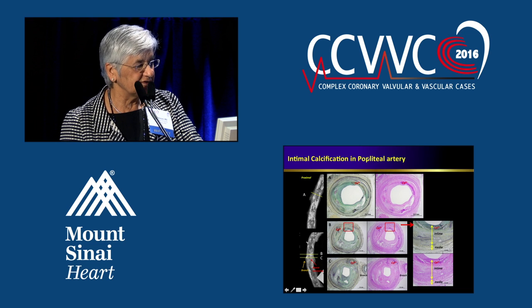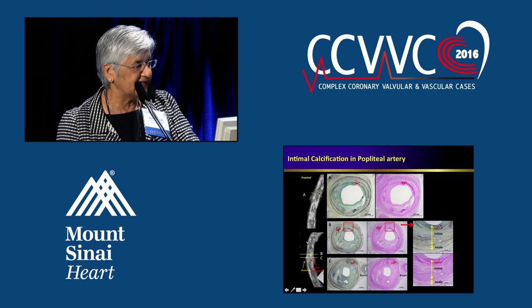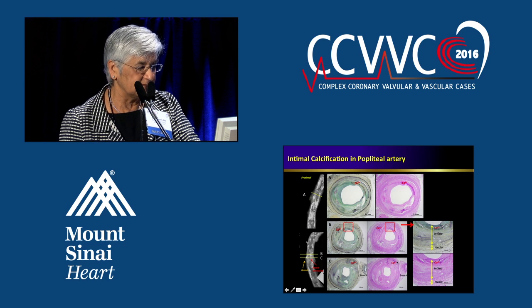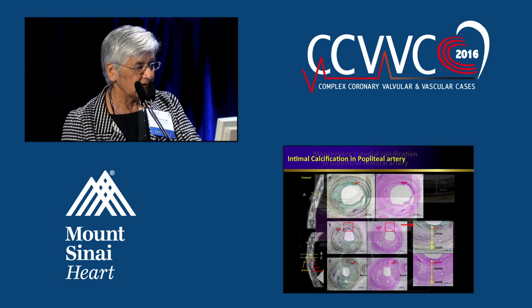Here's calcification of the popliteal artery. You can see again, this is all intimal calcification. You can see the amount of narrowing quite clearly. You can see that it's severely narrowed, and there's calcium, the purple areas or the black areas representing calcium.